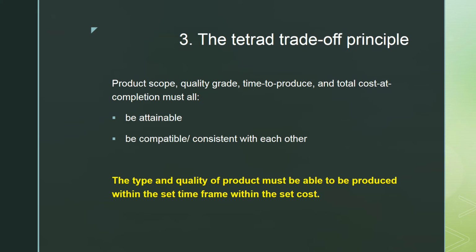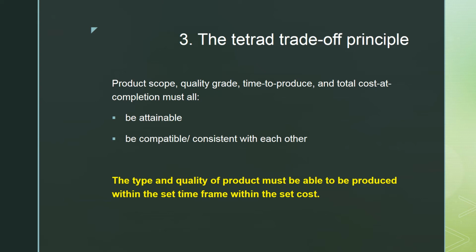Principle number 3, the tetrad trade-off principle. Okay? Now, here we're talking about product scope, quality grade, time to produce, and total cost at completion. These must all be attainable. Okay? It must be achievable.